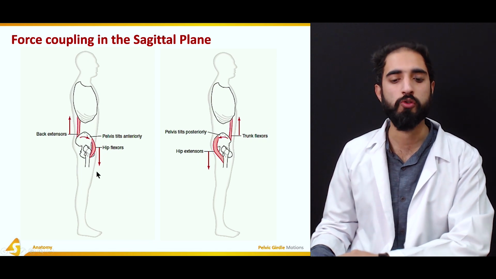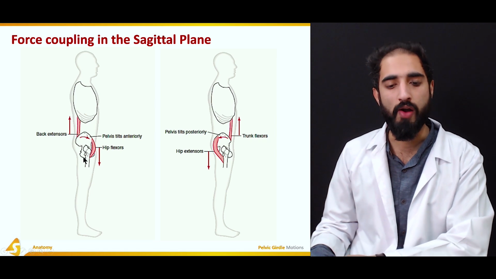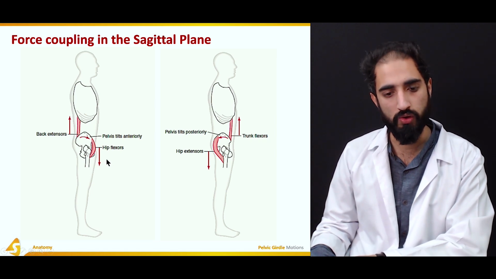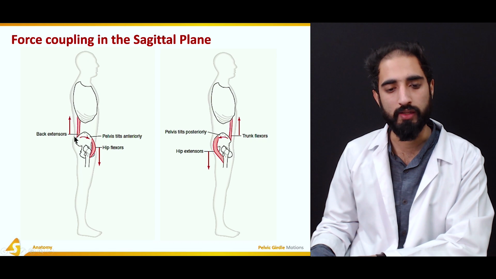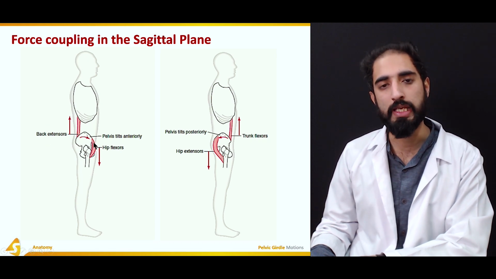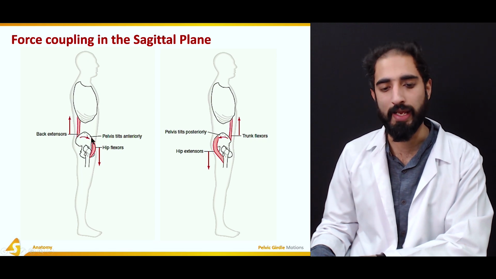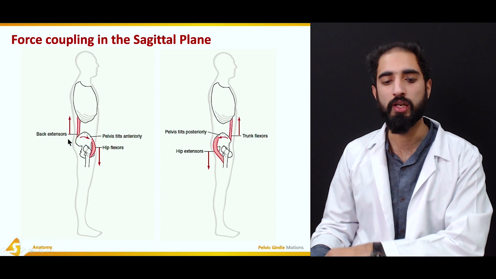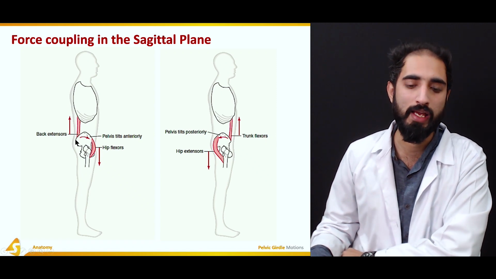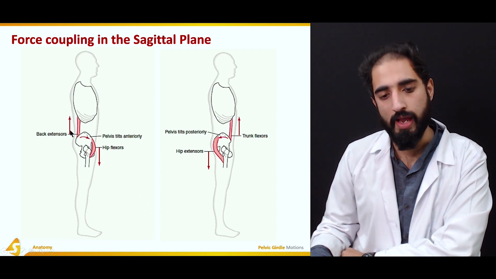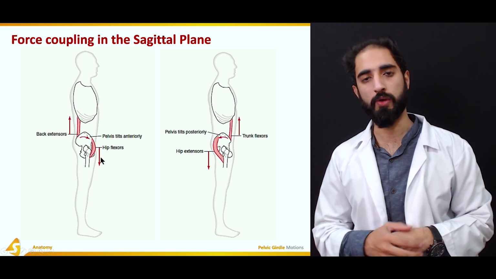The couple which is trying to tilt the pelvis anteriorly are the hip flexors, which are the iliopsoas, and the back extensors, which are the lumbar erector spinae. So hip flexors try to pull the pelvis into anterior pelvic tilt by pulling the ASIS inferiorly, and similarly back extensors pull the PSIS superiorly, and thus promote anterior pelvic tilting.